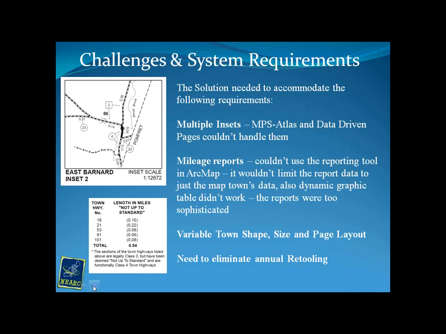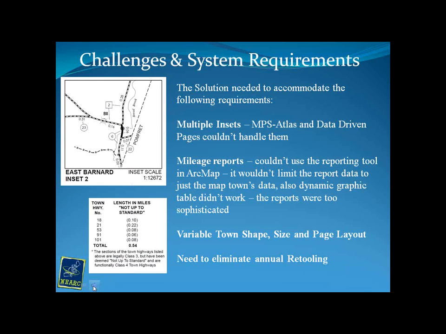Also, there was some pretty sophisticated dividing up, or reworking, of the data before it was put on the map, and that was something that the reports couldn't handle. Also, each town is a different size and shape and requires a different layout. It might require being printed at a different scale on a different sized paper, and the insets may require all different scales and different positions.